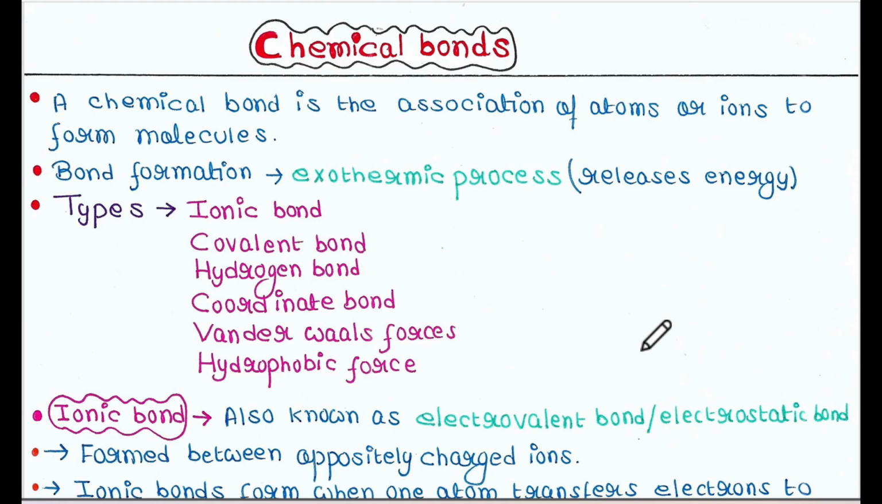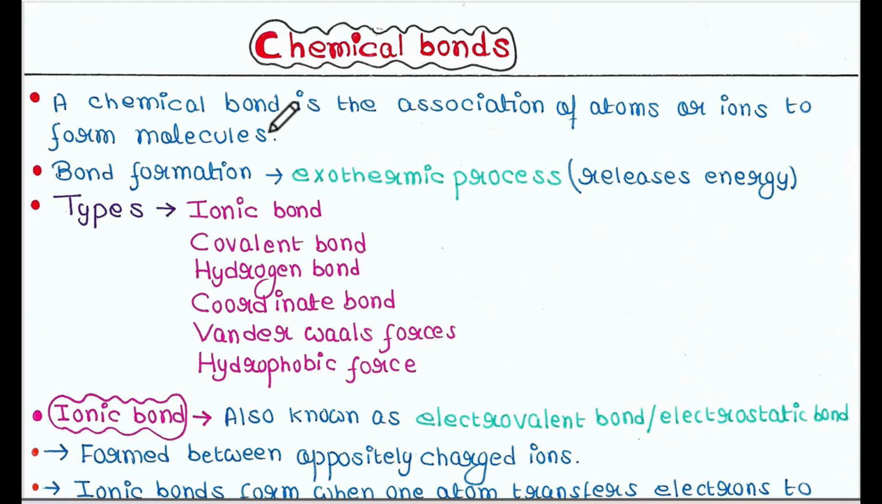So basically a chemical bond is the association of atoms or ions to form molecules. This bond is present between two or more atoms or two or more ions to form a molecule. And this chemical bond formation is an exothermic process. Exothermic process is basically a process where energy gets released.